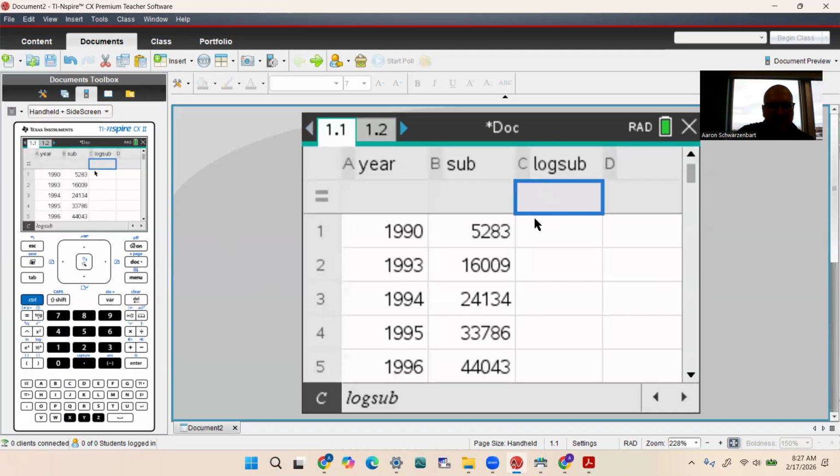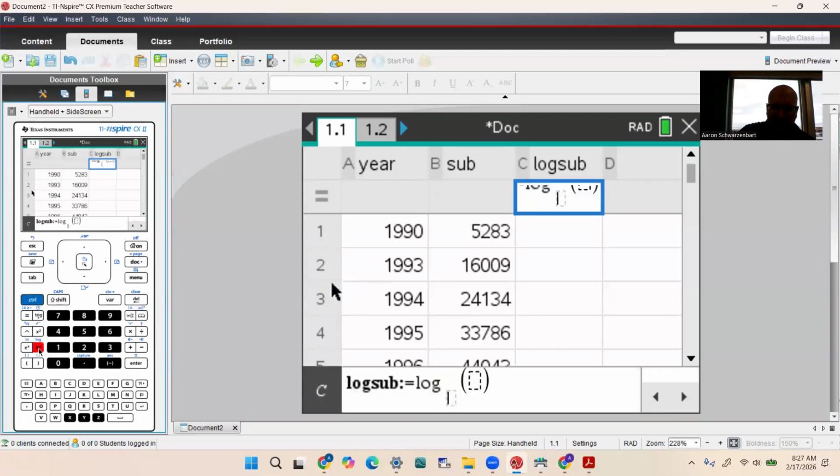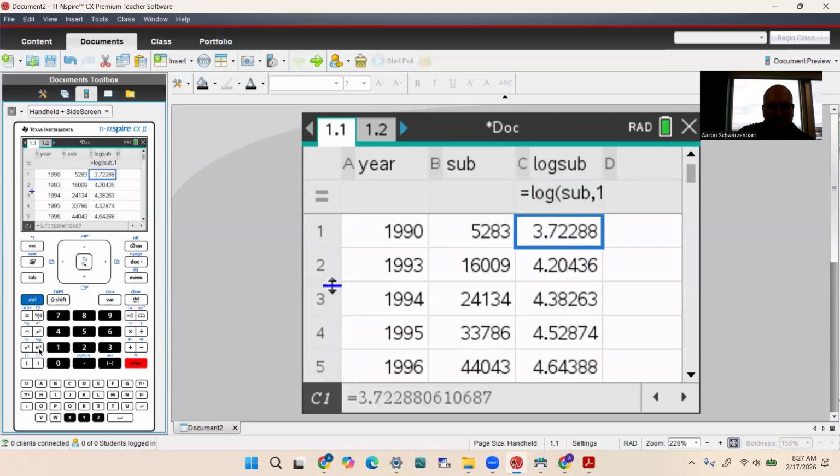So now I'm going to make another column called log sub. And in this formula bar, I do not need to enter the equals, it will by default. I'm going to enter a formula, log base 10 of my sub column, or my subscribers column. And I hit enter, and it takes the logarithm of everything in that column. That makes sense.